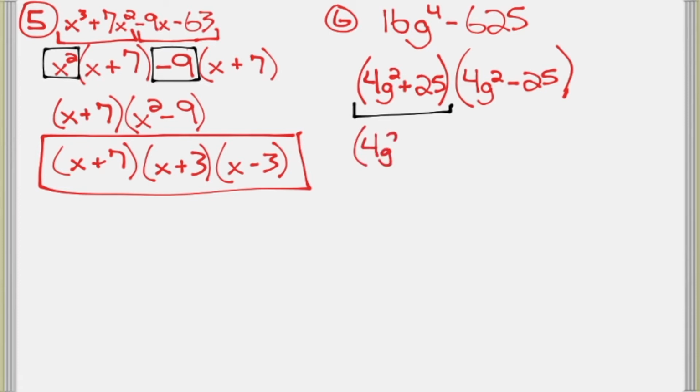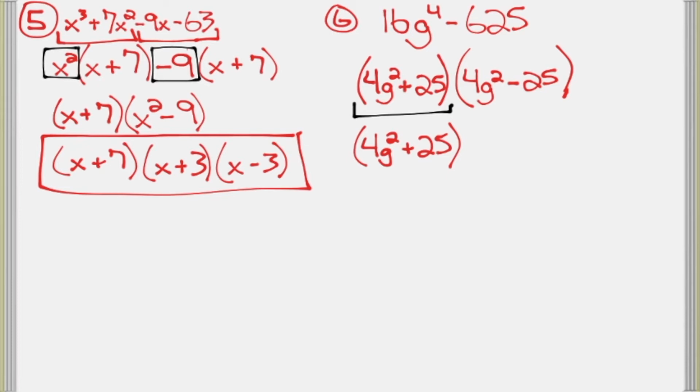So 4g squared plus 25. We're just going to bring it down. And you'll notice that's going to be the same anytime it's addition in a binomial like that, because you're always going to have to subtract it over, and then it's going to leave you with imaginary solutions. So we're not going to factor that any further.